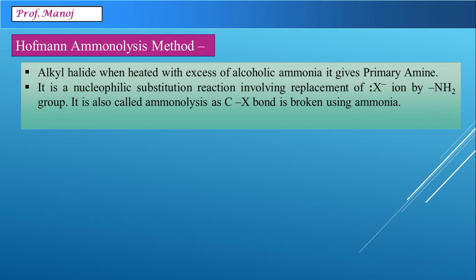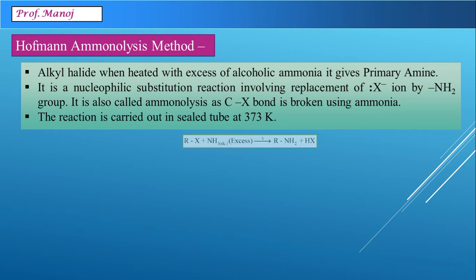This reaction is a nucleophilic substitution reaction in which the nucleophile is NH2. In the beginning, the nucleophile is ammonia molecule and carbon halogen bond is broken by this nucleophile. That's why the reaction is called ammonolysis. This reaction is carried out in a sealed tube at 100 degrees Celsius, that is 373 Kelvin.